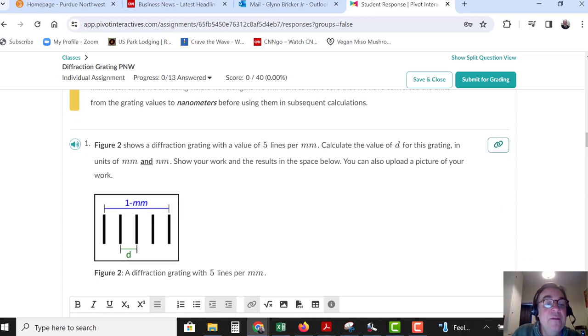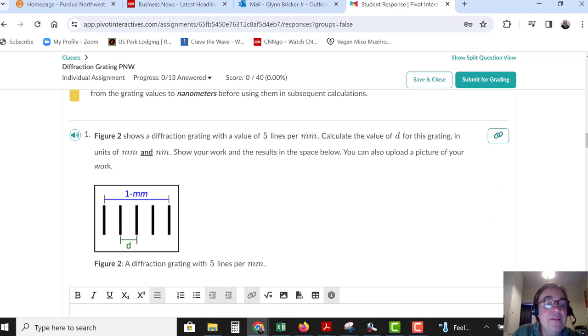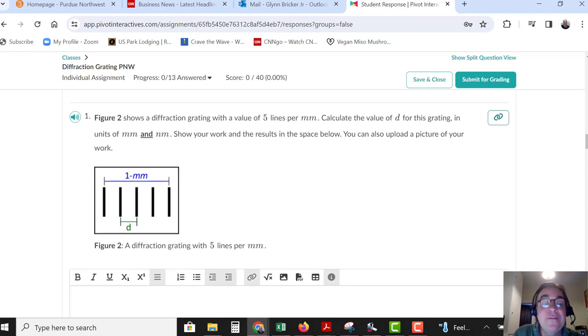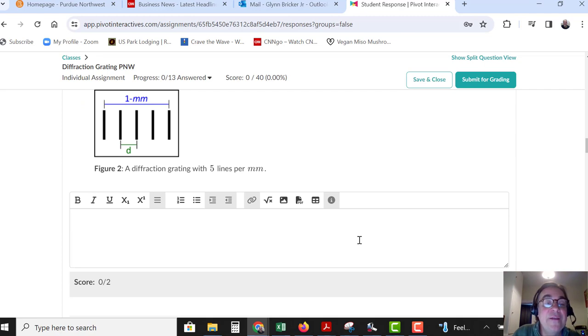Okay, so here's a grating, what it might look like. I mean, not literally, they're a lot smaller than that. The figure shows a diffraction grating with the value of 5 lines per millimeter. So 5 is not d. You'd have to do 1 millimeter divided by 5 to get the value of d, right? Because d is a unit of length. Actually, I think I gave that one away. That's okay.